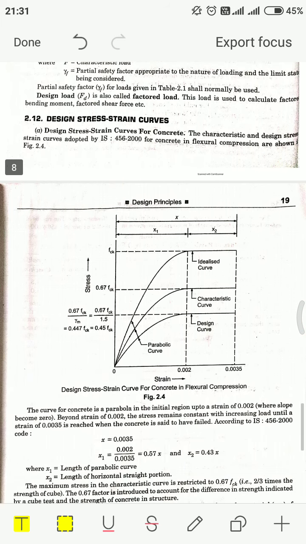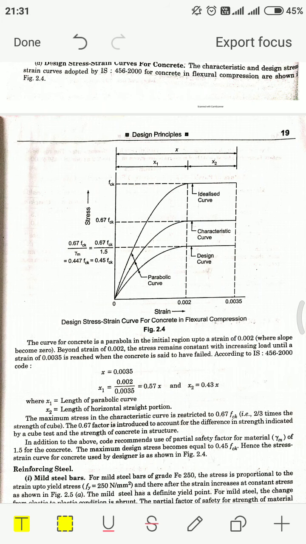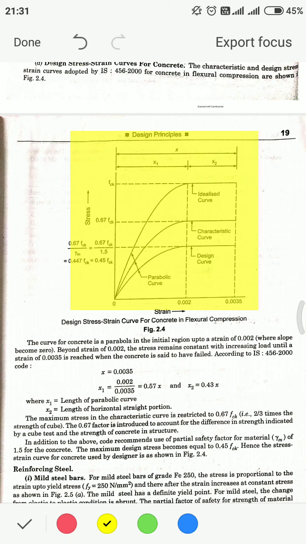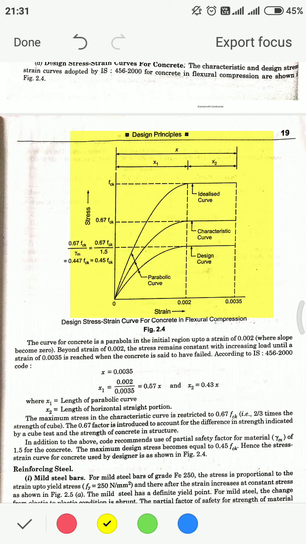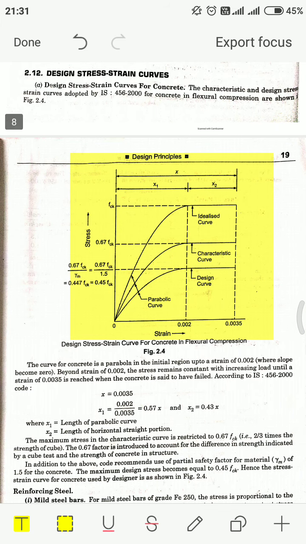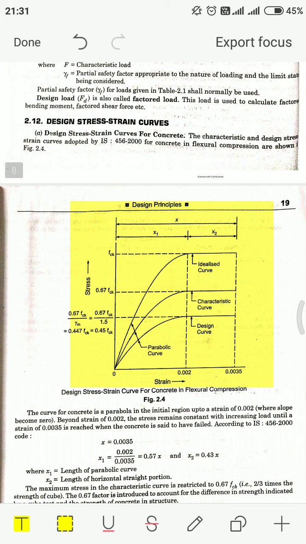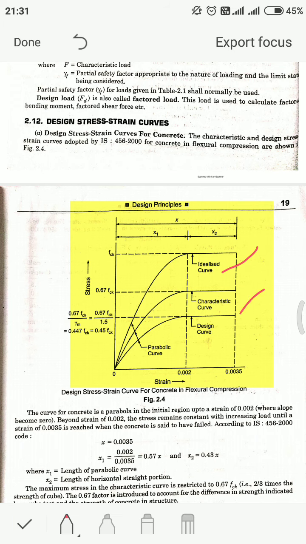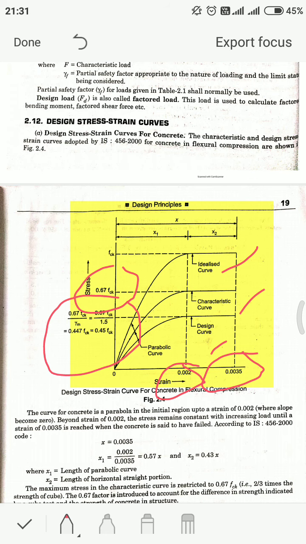Design stress strain curve. We already learnt about the stress strain curve of the materials, and here is the design stress strain curve for concrete in flexure compression, with different curves. They all are parabolic. The first one is the idealized curve, the second one is the characteristic curve, and the third one is the design curve, with strain values and stress values on the axes.